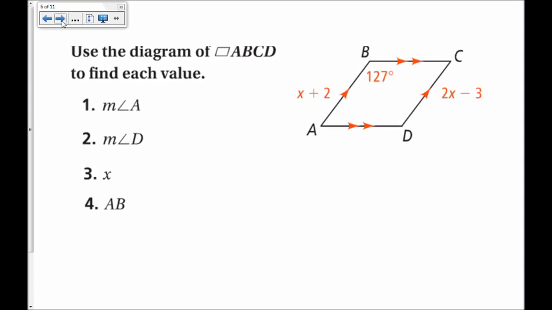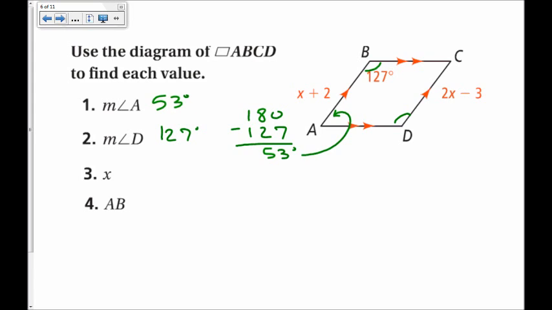The measure of angle A, let's see here. This is 127, and I know that the consecutive angles, the angles that are next to each other, are supplementary. So angle A must be 180 minus 127, and I get 53 degrees. Okay? 53 degrees. The measure of angle D would be the same as B because they're opposite angles. So D must be 127. Okay, the value of X.